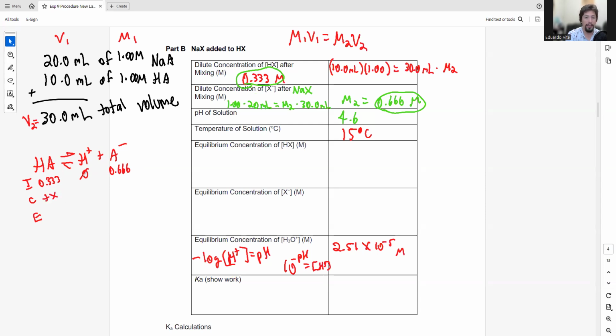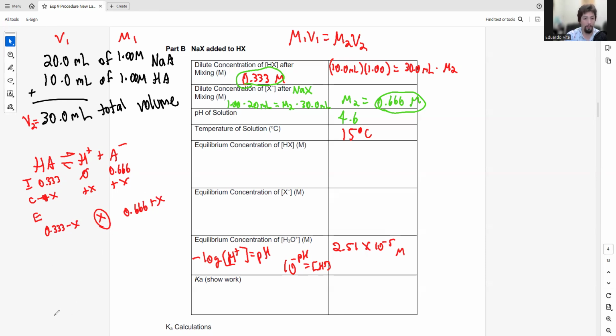Once again, minus X, I meant to say. Just ignore this plus right here. Minus X, reactant always goes down. Plus X for H plus, plus X for A minus. And so we have at equilibrium 0.333 minus X, and then we have X, and then we have 0.666 plus X. We can find X, and we set up Ka.